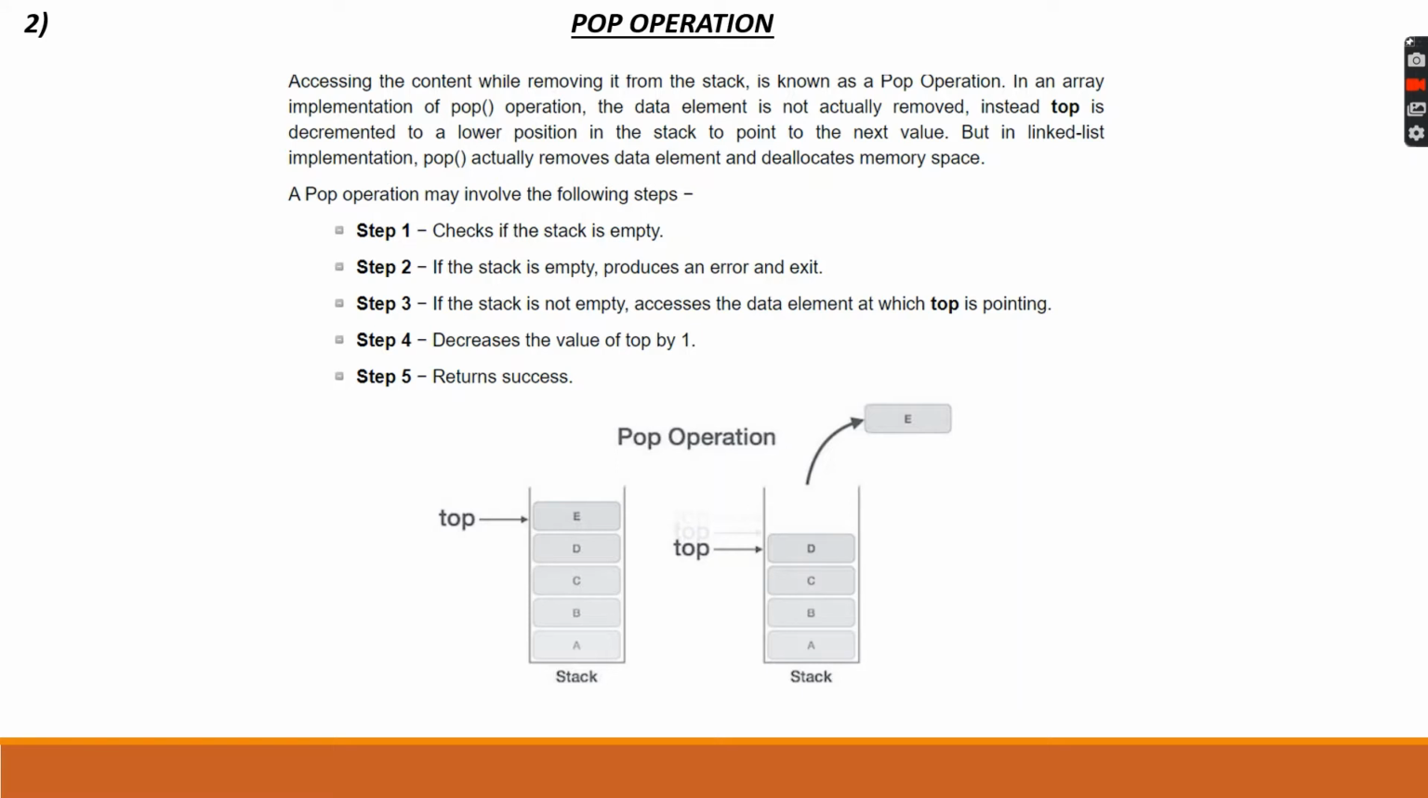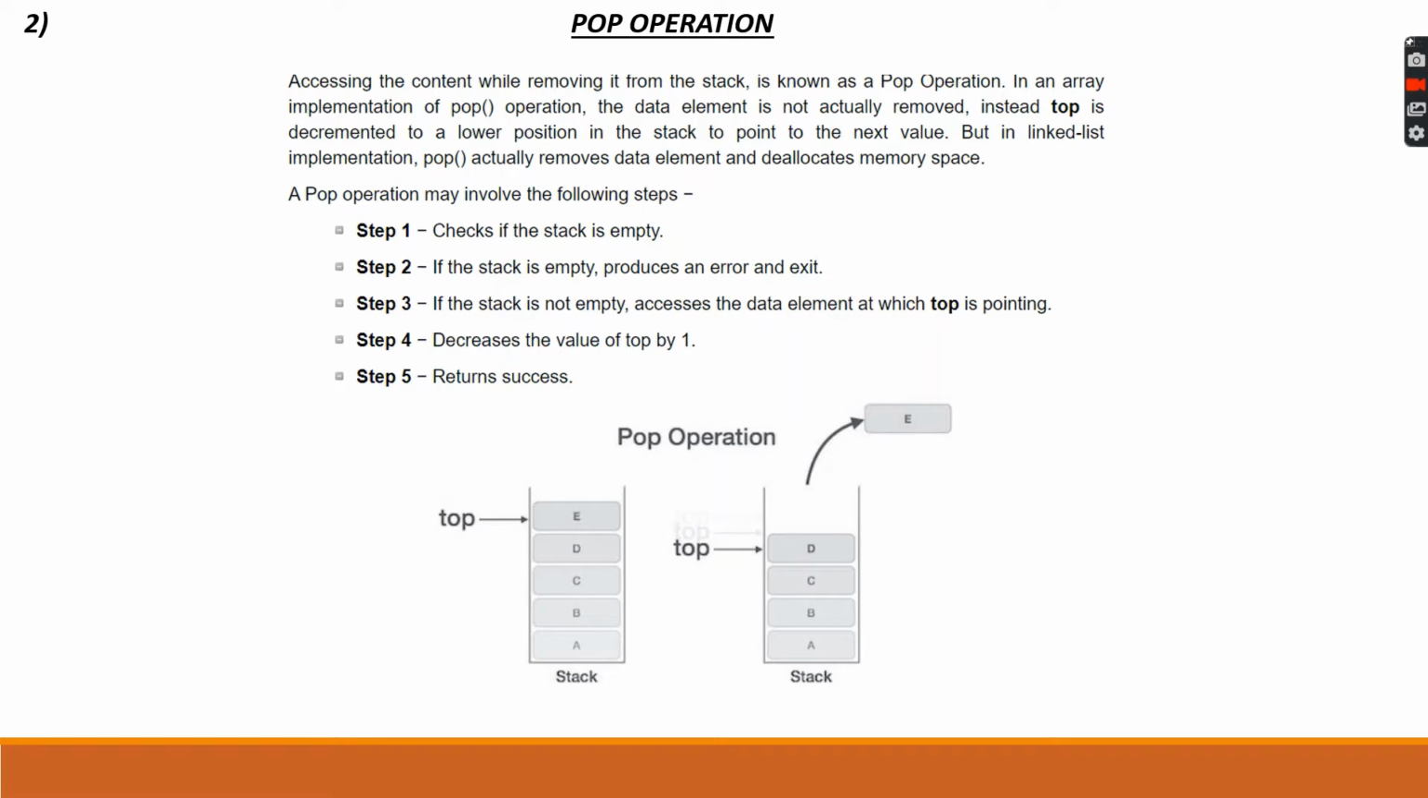The difference between stack and linked list here is that the linked list actually removes the data element and deallocates the memory space. But what happens in a stack is that the top is decremented to its lower position, rather than actually removing that element and deallocating the space. There are a few steps to be followed in a pop operation.